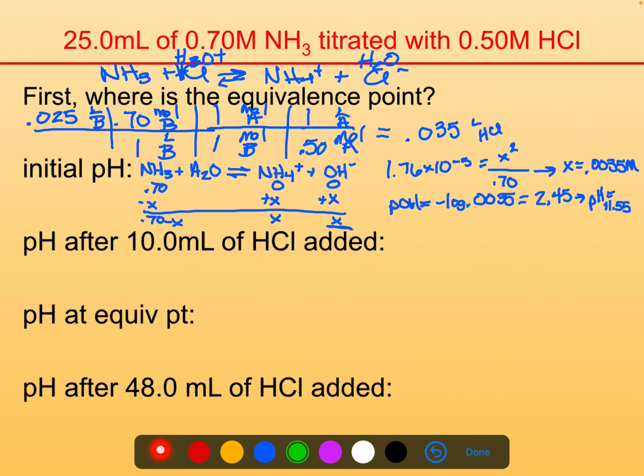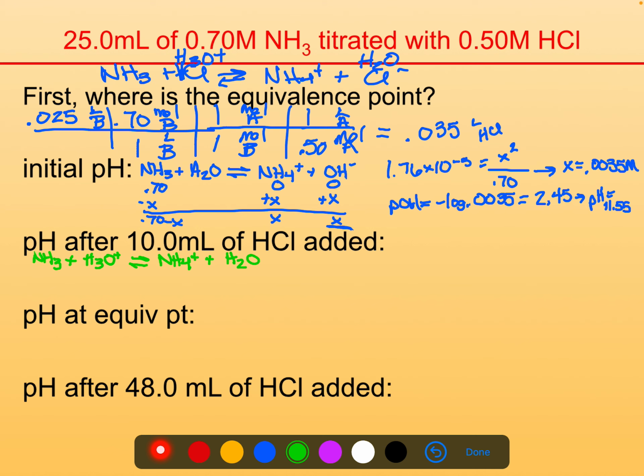If we're looking for the pH after 10 milliliters is added, this is before the 35 milliliters that is the equivalence point. So this is before the equivalence point. We have to see how much has neutralized. And remember, when we're neutralizing, we are dealing with moles. So we have our reaction. We have ammonia reacting with the hydrochloric acid, so the hydronium ion, producing ammonium and water.